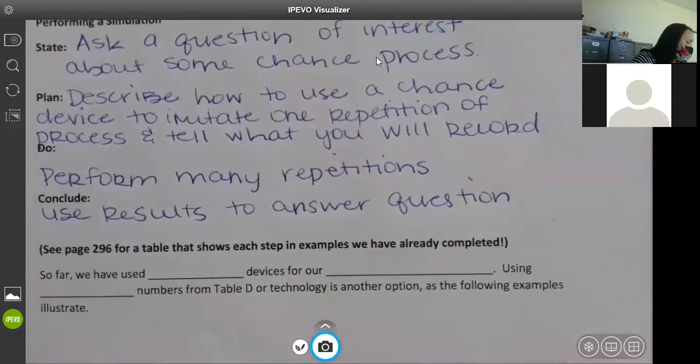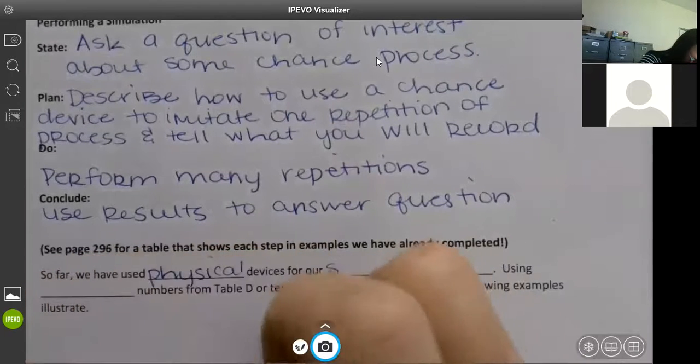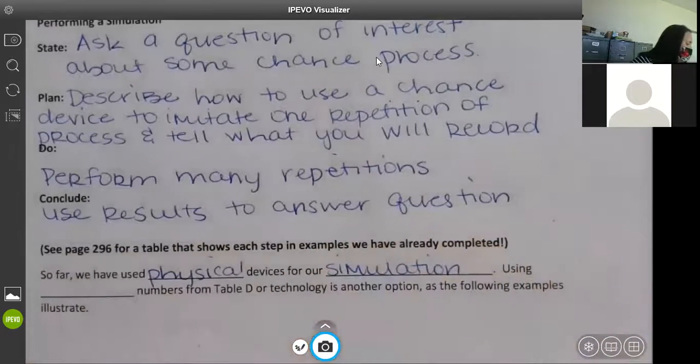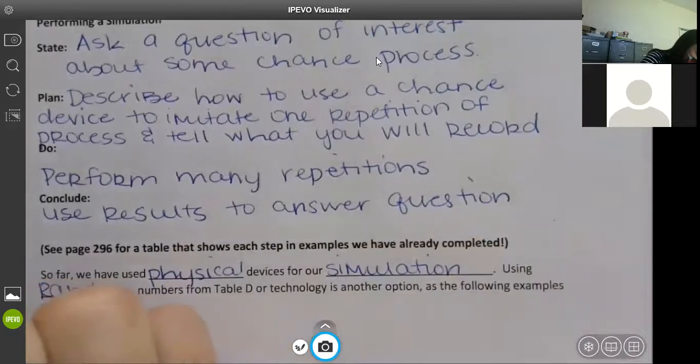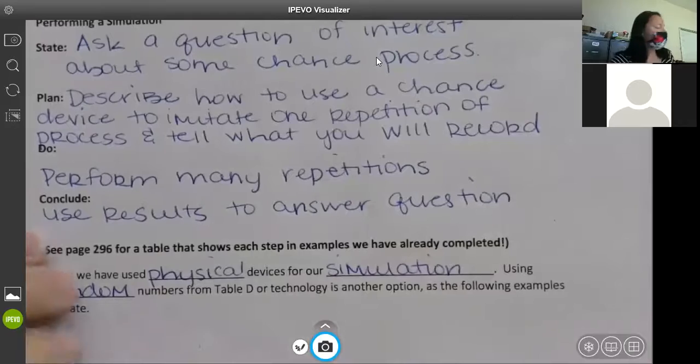So far we have used physical devices for our simulation. Using random numbers from table D or technology is another option, as the following examples illustrate. So we're going to get into one of those examples where we have to state, plan, do, conclude. And again, most of it you've already done. So we just got to put it in this format. Okay. Everybody good? You got it?